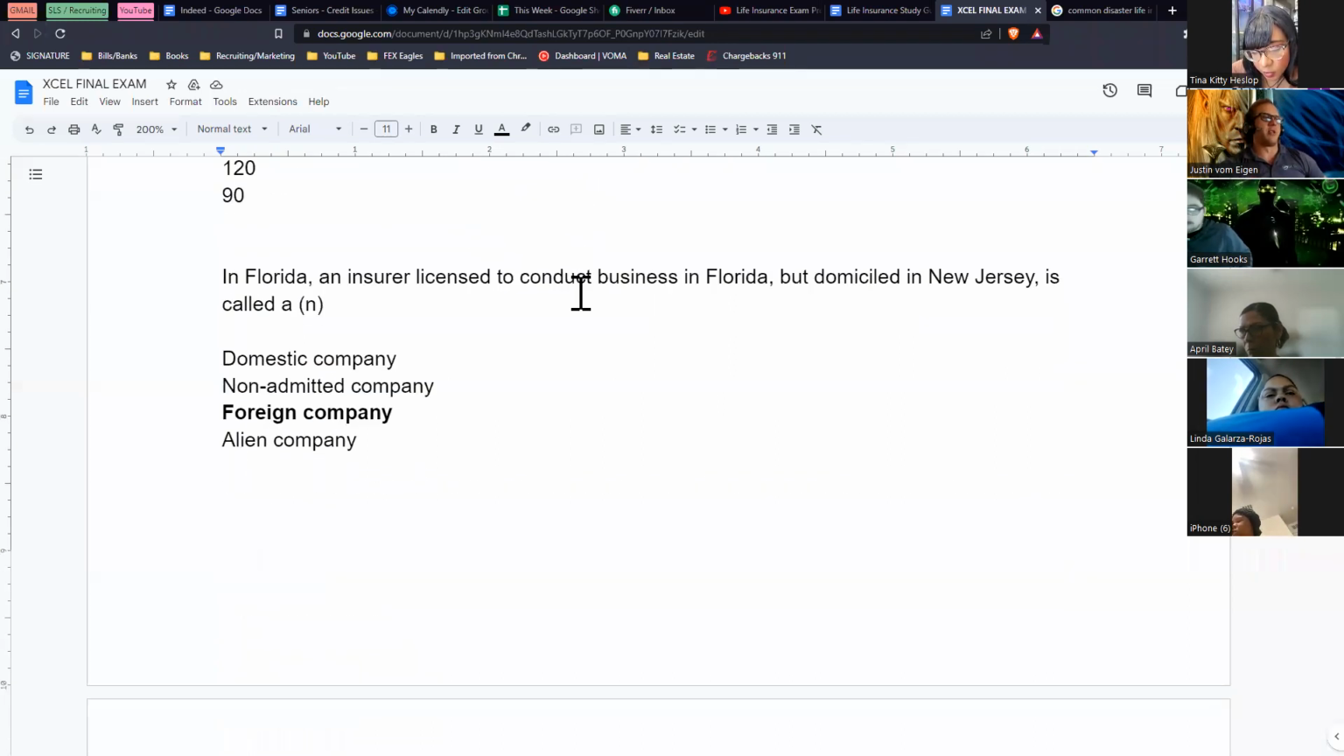In Florida, an insurer licensed to conduct business in Florida but domiciled in New Jersey is called a foreign company. That's right. So if they are domiciled in another state, they're foreign. If they're domiciled in another country, then it's alien.